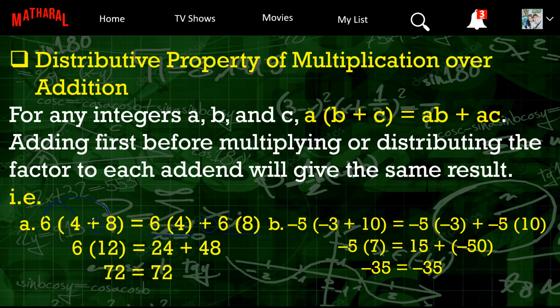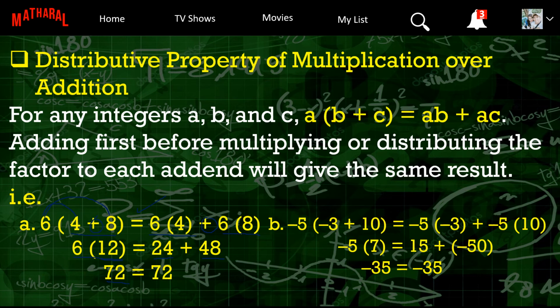Now, if we're going to take it one at a time, 4 plus 8 is 12. Here, 6 times 4 is 24. 6 times 8 is 48. And copy the plus sign or the addition sign. And in here, 6 times 12 is 72. If we're going to take the sum of 24 and 48, that is 72. As the same as the left hand answer. So, it holds, it proves that the distributive property of multiplication over addition is used here. And that is correct.